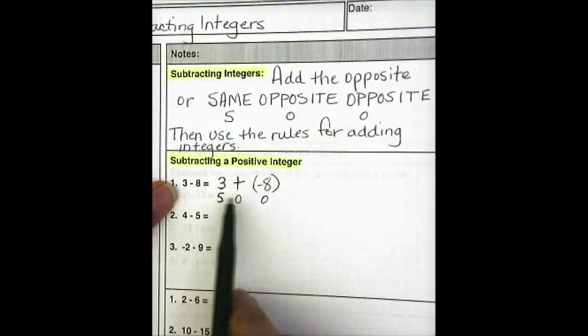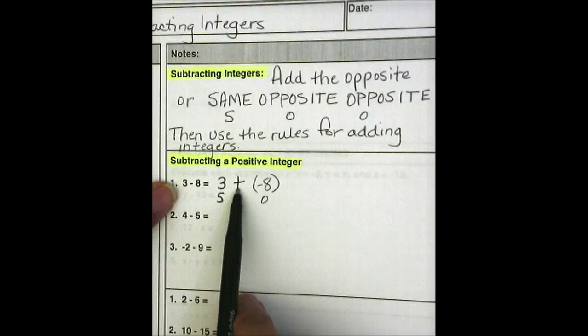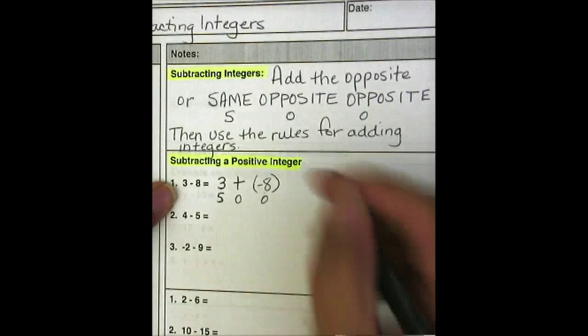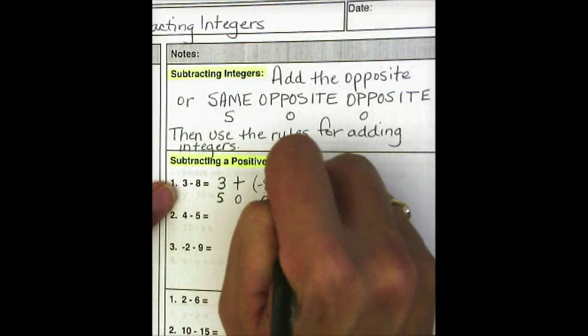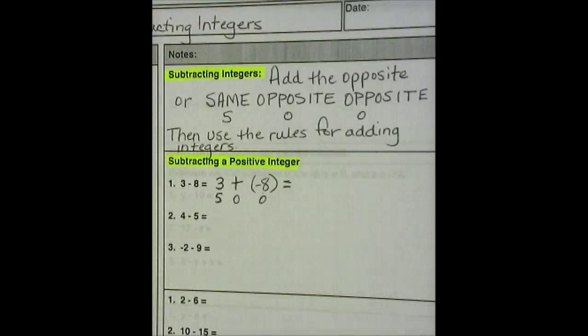So there's same, opposite, opposite. First number stays the same. Change the subtraction to addition. Change the second number to its opposite. Then we're going to use our rules for adding integers. Now some of you are going to look at that and say, okay, that's -5, I know that. And that's fine. If you can do that, that's great. But most of you are not going to be able to do that at this point.